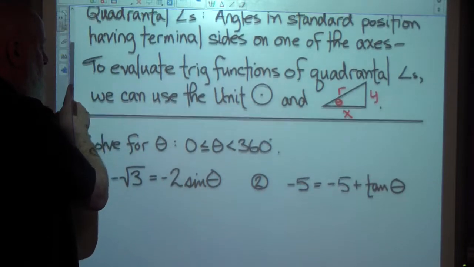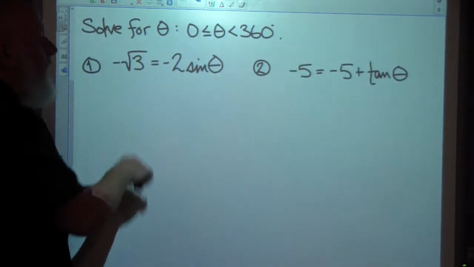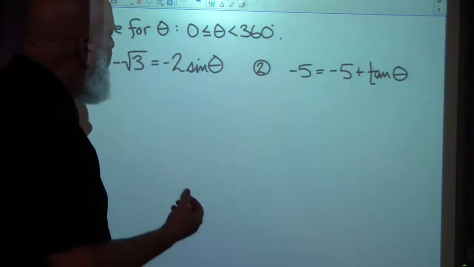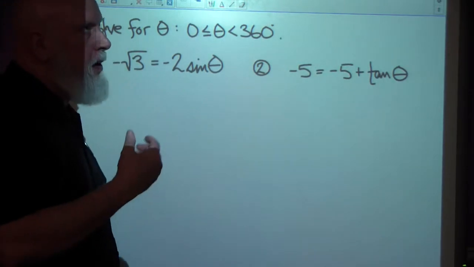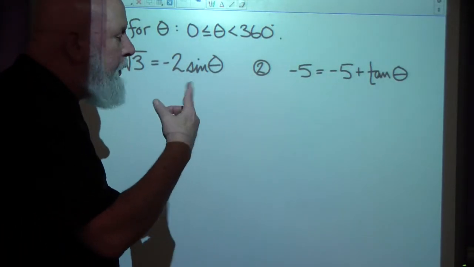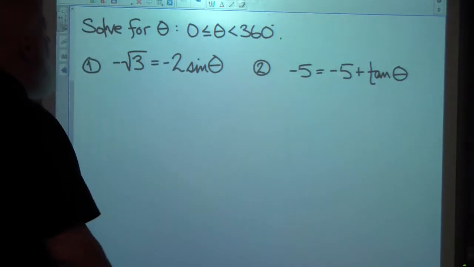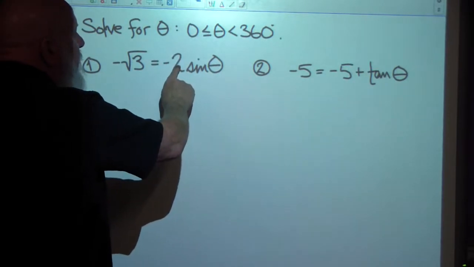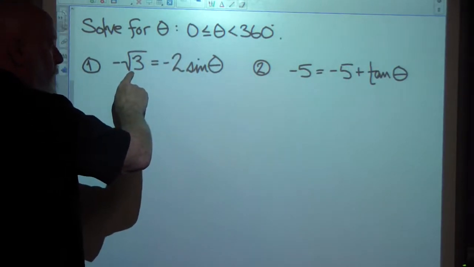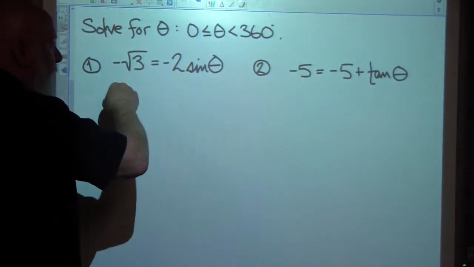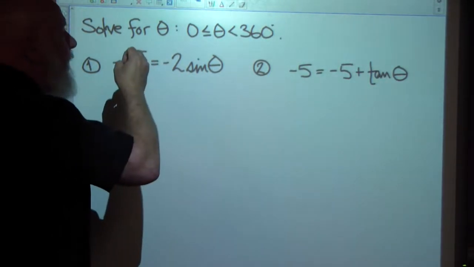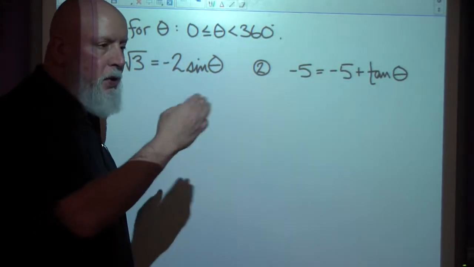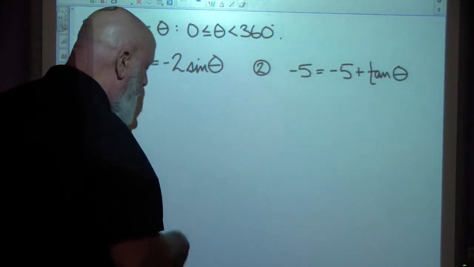So let's take a look at what we're working with. To solve for theta, we're just going to use our calculator and the inverse trig functions, and then use our head. The ASTC, All Students Take Calculus. We're going to be looking for more than one angle potentially. So here we go. I want to solve this for theta. First I'm going to divide both sides by -2, and then I'll have sine theta equal to positive radical 3 over 2. Then take the inverse sine of both sides and I'll have one angle, and then I'm going to use All Students Take Calculus to determine if there's another angle that works.